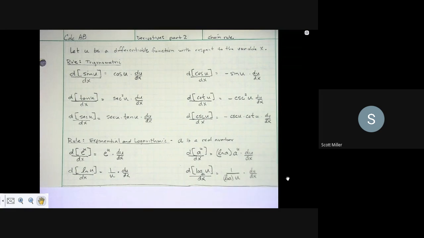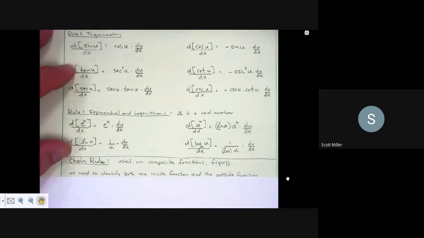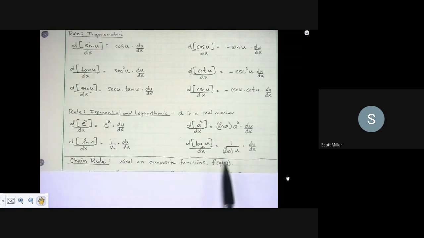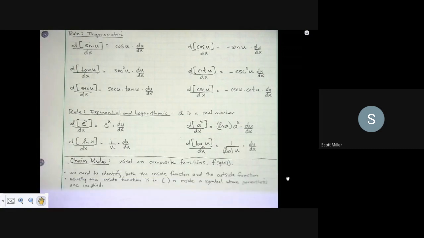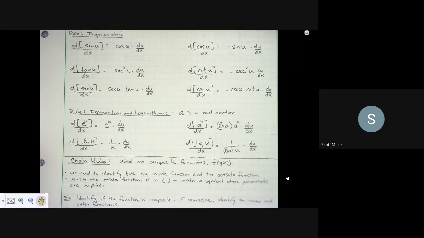So let's look at some problems with the chain rule itself. The chain rule is based off composite functions, f of g of x, where I have an inside function and an outside function. So we need to identify both the inside function and the outside function. Usually the inside function is in the parentheses or inside a symbol where the parentheses are implied. So I think I have an example here we're going to do. Let's take a look at this one.